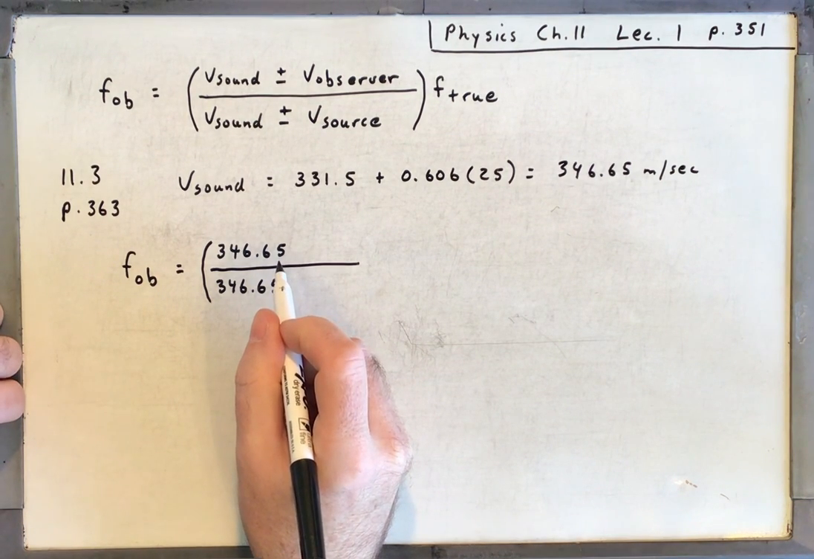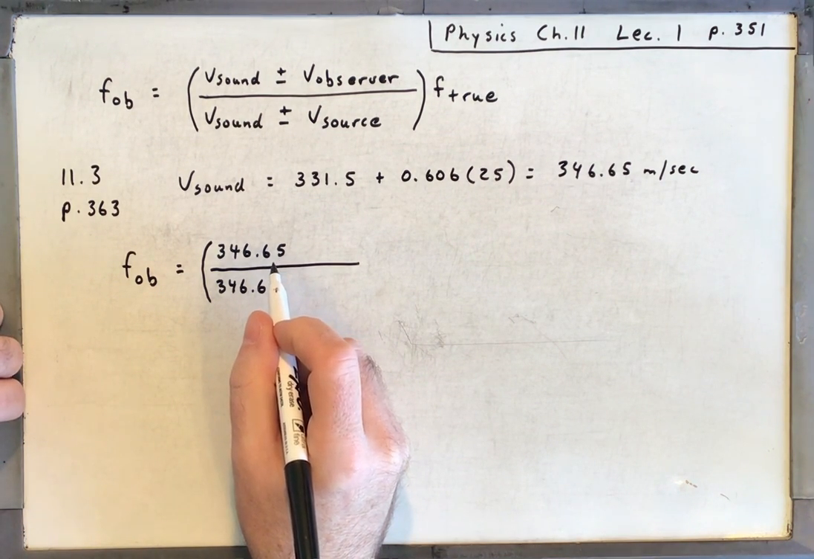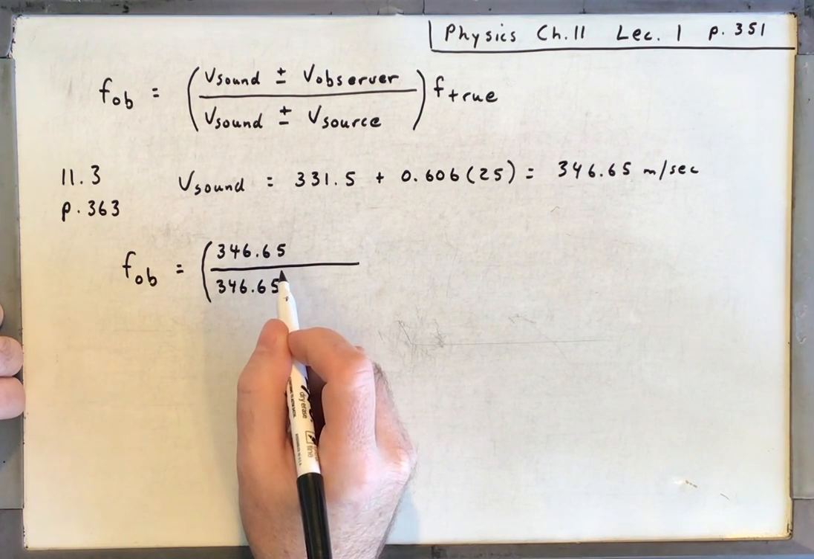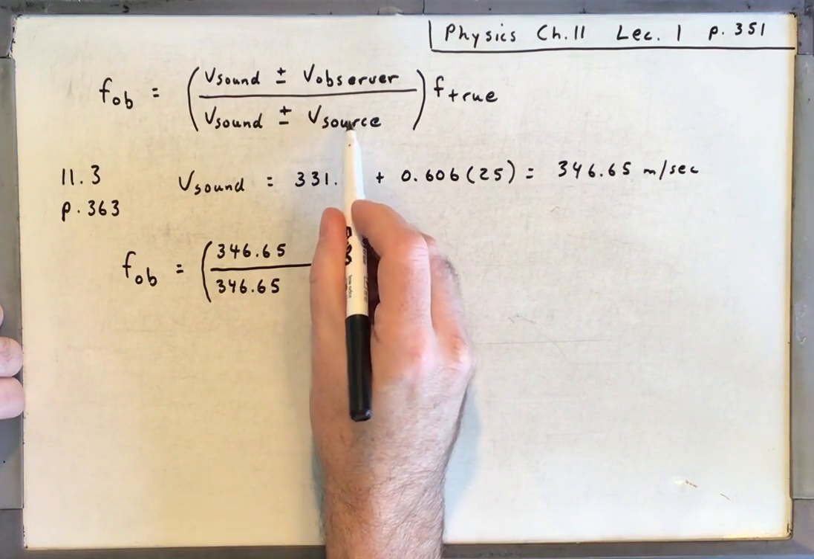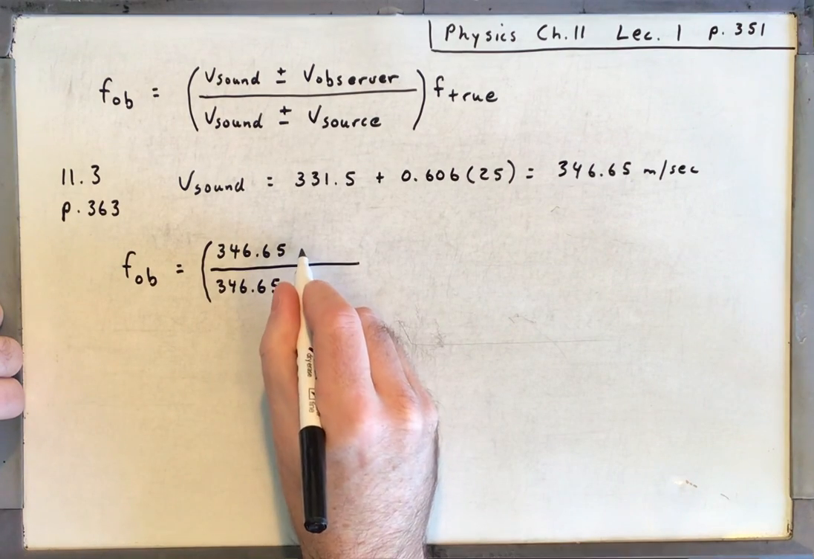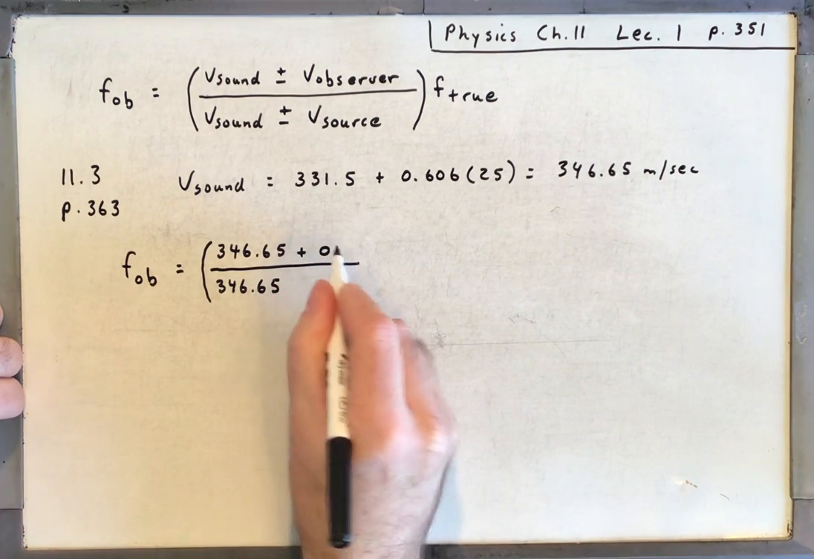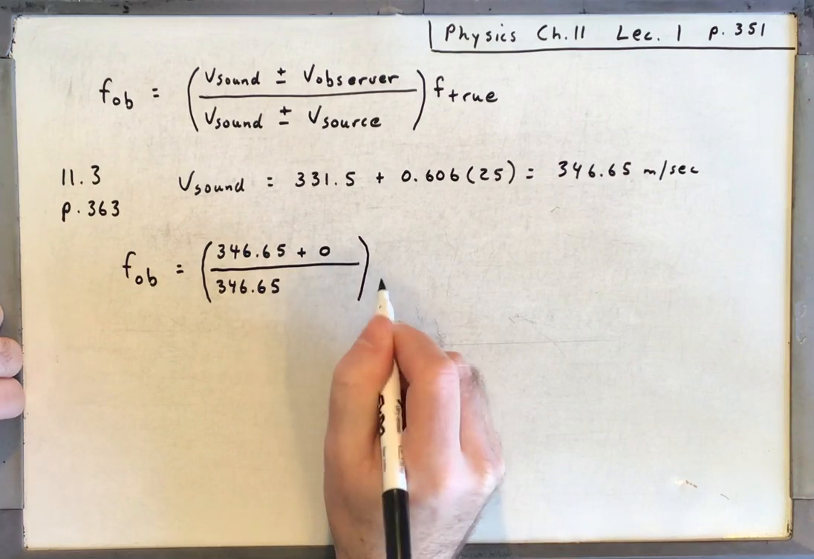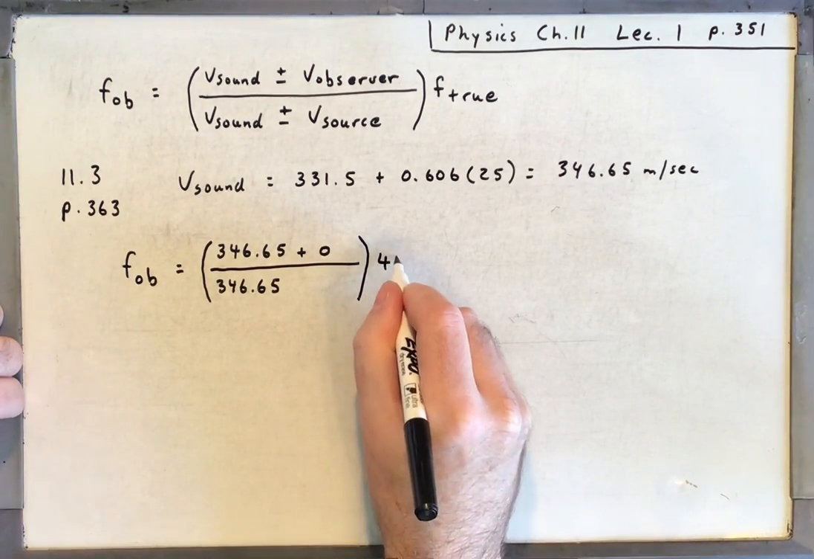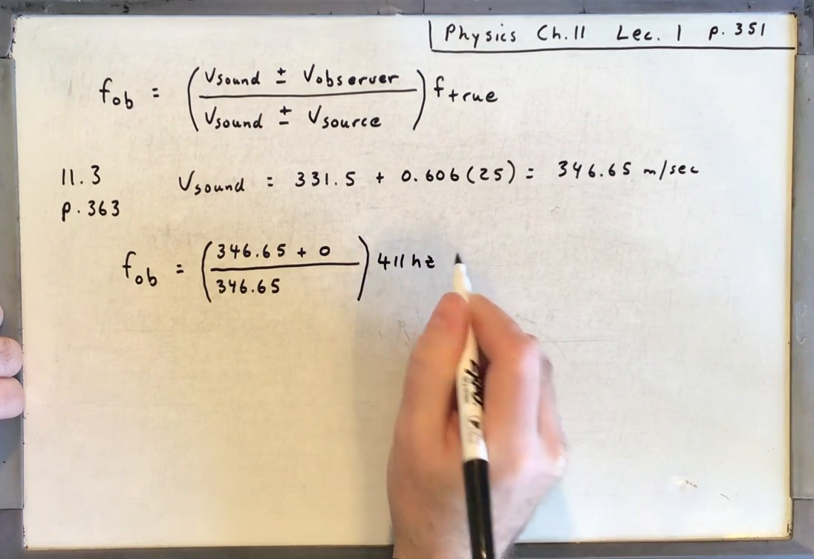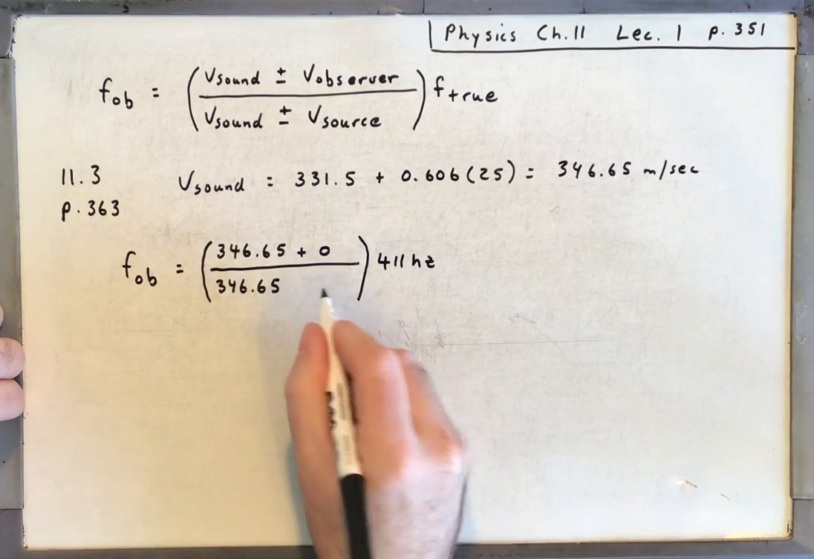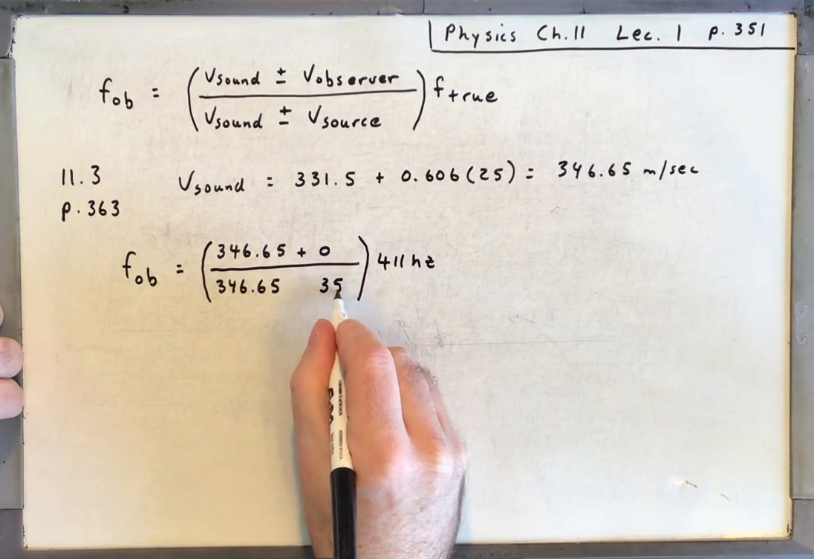All right, now the train is moving. The train is the source. The observer is just standing there. So if the observer is just standing there, it's just going to be a 0. All right, we also know the true frequency is 411 hertz. So I can go ahead and put that there. So the tricky part, the velocity of the train, we also know is 35. So let's put that in.